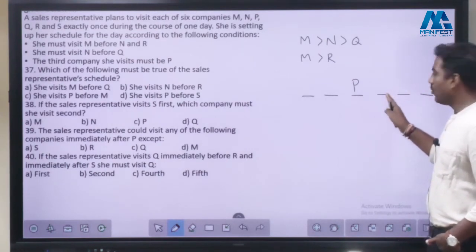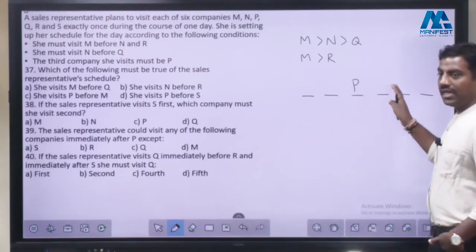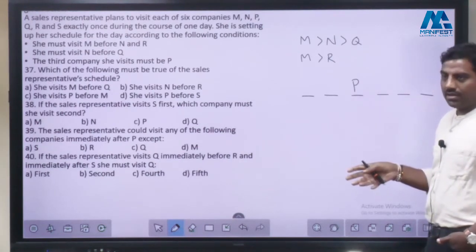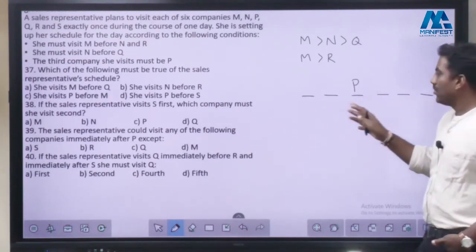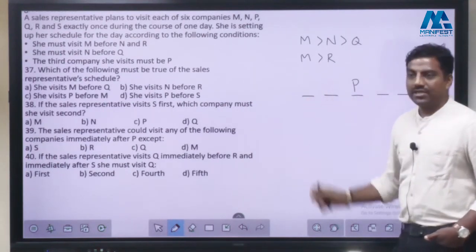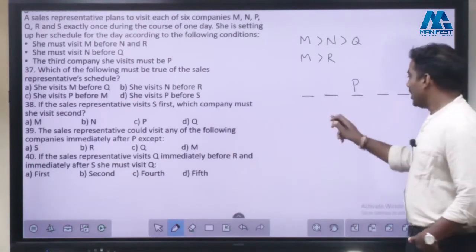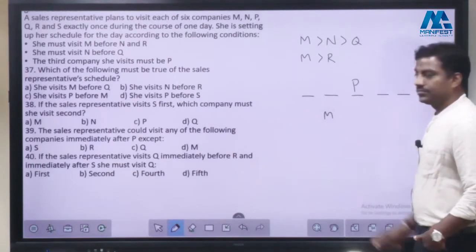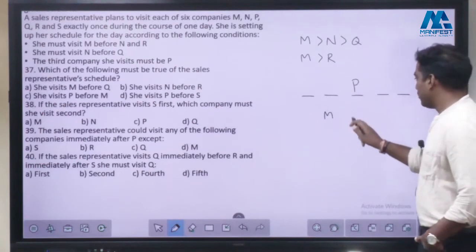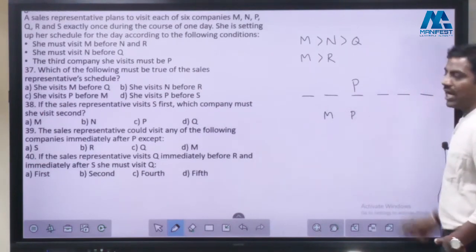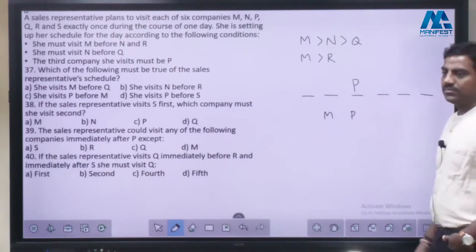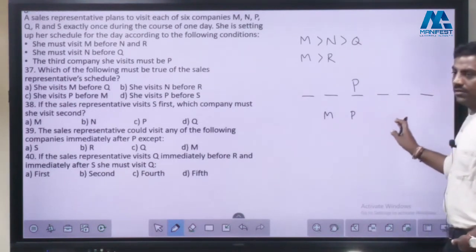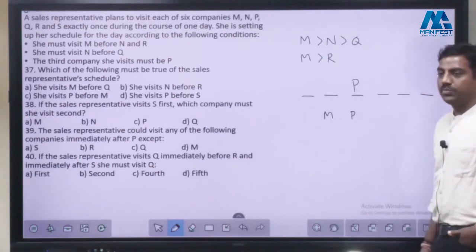No matter what comes here, N first or Q first or R, let us worry later. NQR will come here. So what is the position of M? Either this or this, correct? Now, if M is here, P is here, NQR. Among NQR, who is the first? Here, among NQR, who should be given the priority?